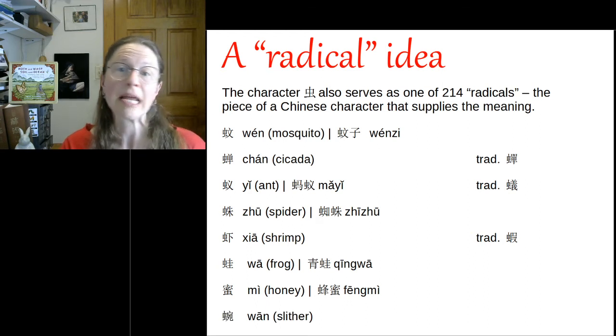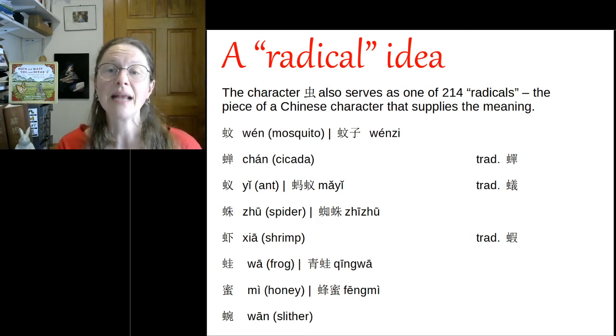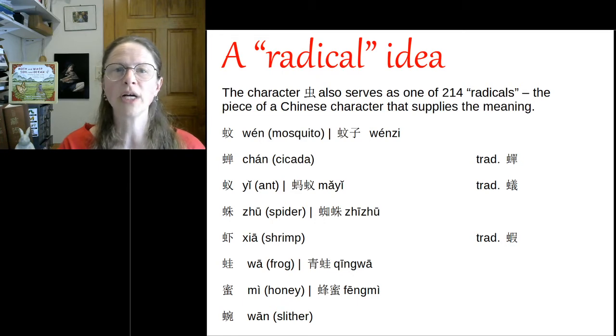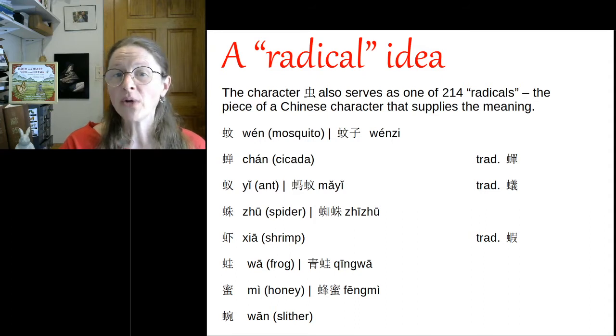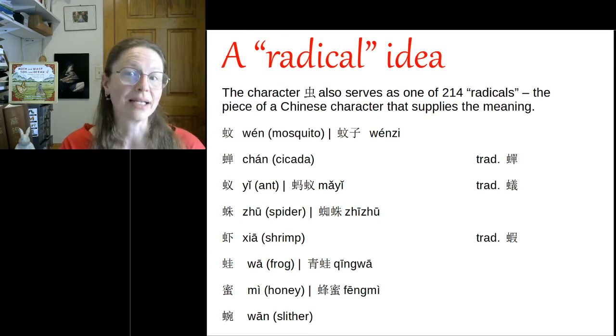So usually the names of specific insects contain that chong radical. So if you look at the left side of the characters that mean mosquito, cicada, or ant, you can see that chong radical. But note that these characters weren't created by biologists, so the category chong does not map exactly onto a modern scientific understanding of insect.